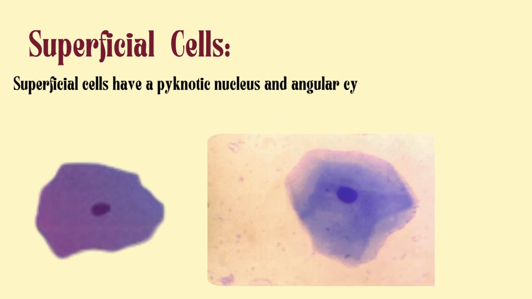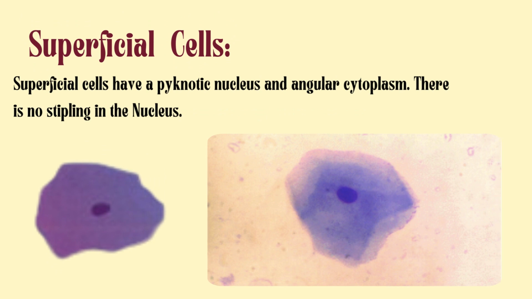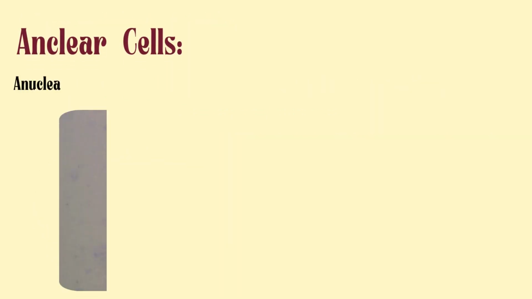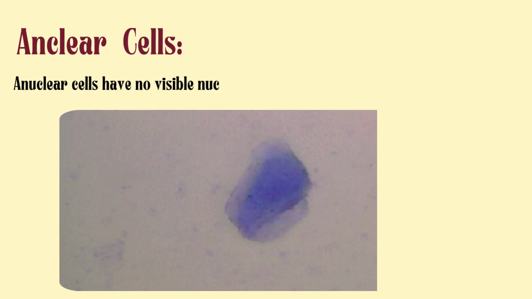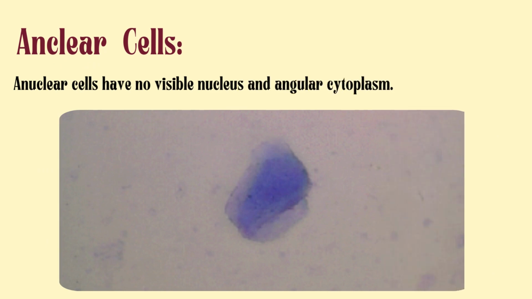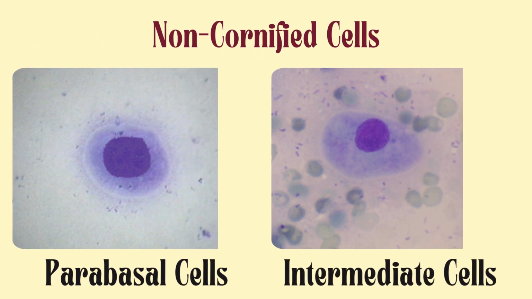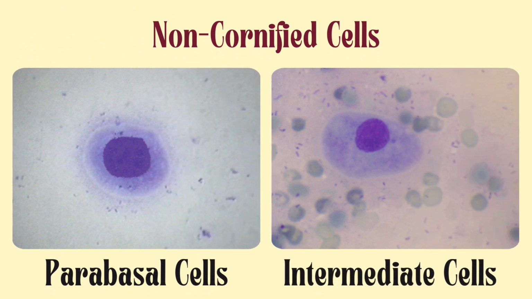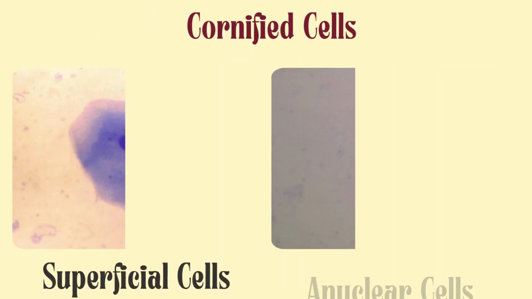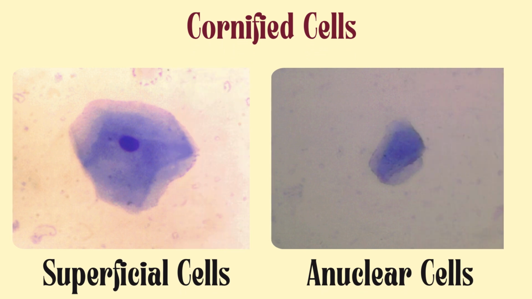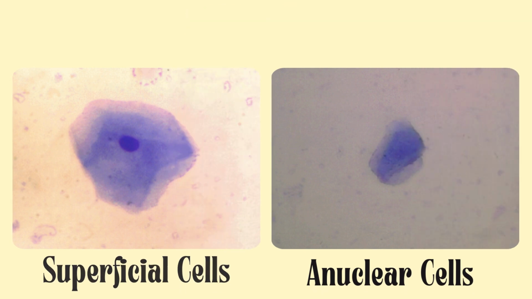Superficial cells. Superficial cells have a pycnotic nucleus and angular cytoplasm. There is no stippling in the nucleus. Enuclear cells. Enuclear cells have no visible nucleus and angular cytoplasm. Parabasal cells and intermediate cells are non-cornified cells, whereas superficial cells and enuclear cells are cornified cells.